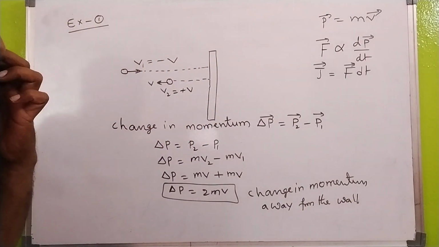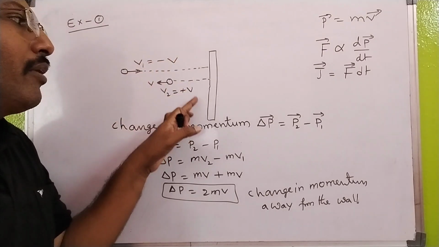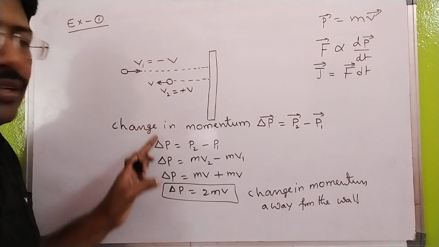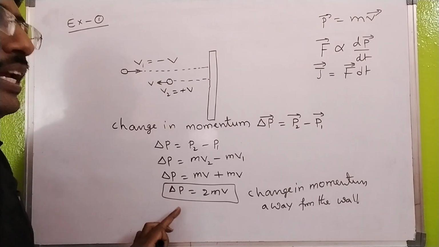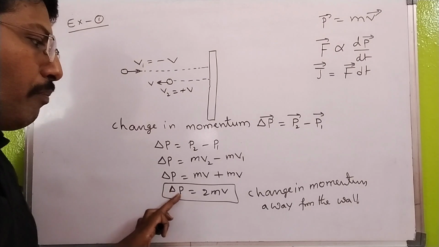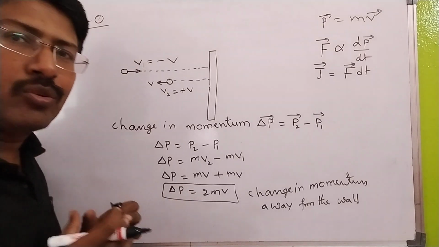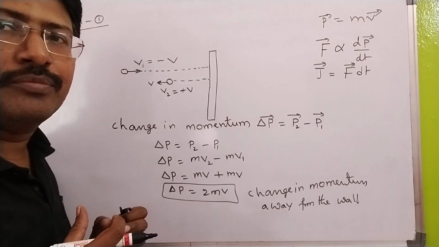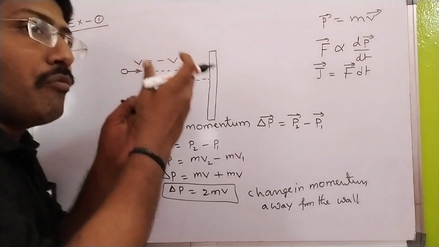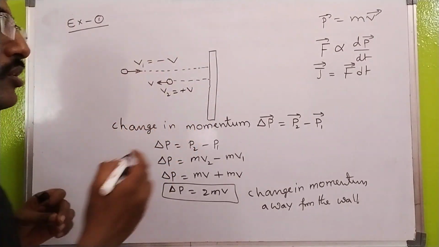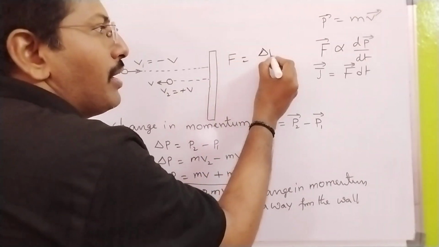That means if you observe here, toward the wall I take minus, away from the wall I take plus. So here the change in momentum I got is plus, so delta P is equal to 2mv. Next, sometimes they ask the question, how much force is acting on the ball? How much force is acting on the wall due to the ball? So here F is equal to dP by dt.